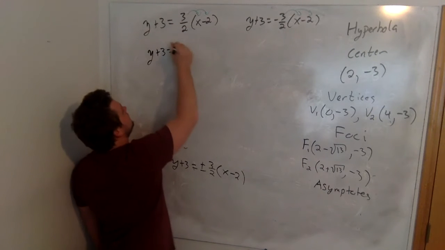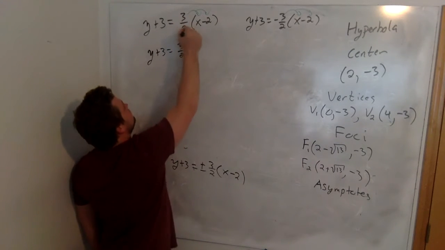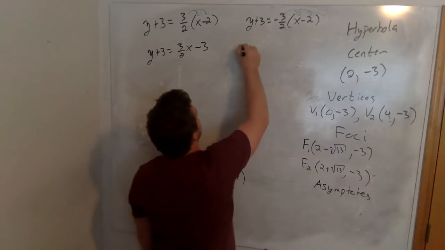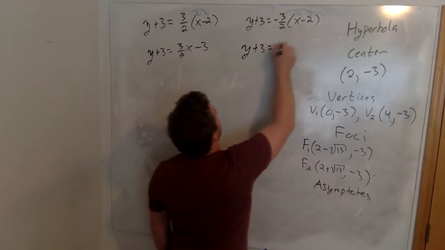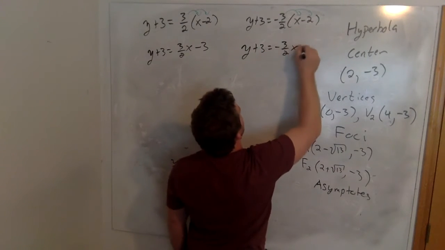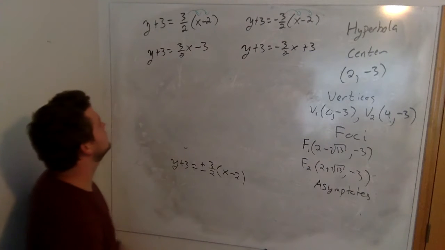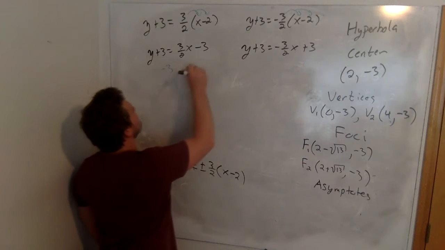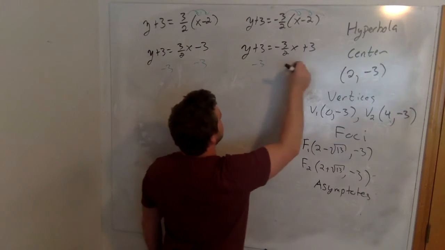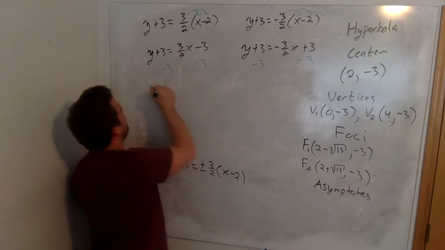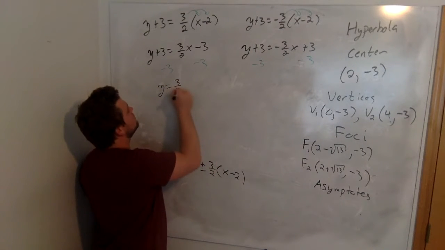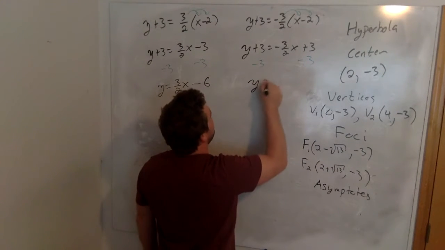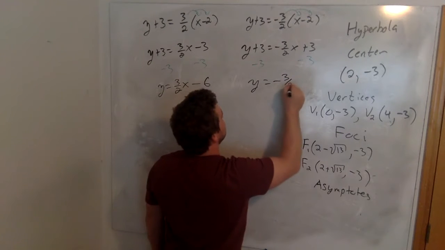So we'll get a 3/2 x. When the 3/2 hits the 2, the 2's will cancel, so we'll just get minus 3. Same thing over here. We'll get y plus 3 will be equal to negative 3/2 x, and now we're going to get a plus 3. Over here, let's subtract 3 from both sides. Over here, we'll also subtract 3 from both sides. So we'll have that y will be equal to 3/2 x minus 6. And y will be equal to just negative 3/2 x.